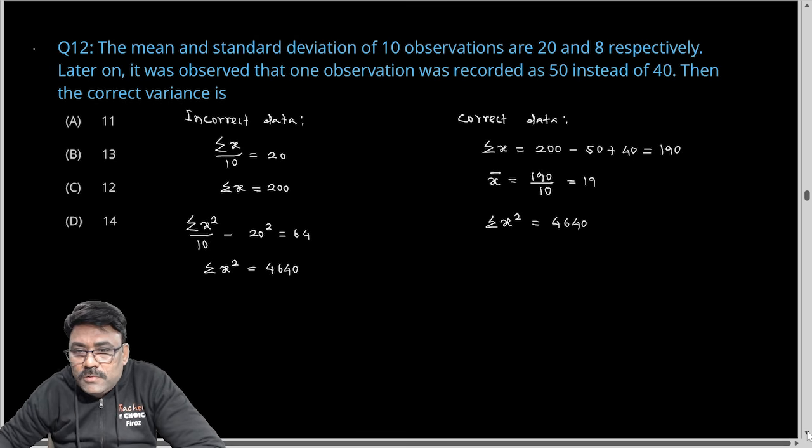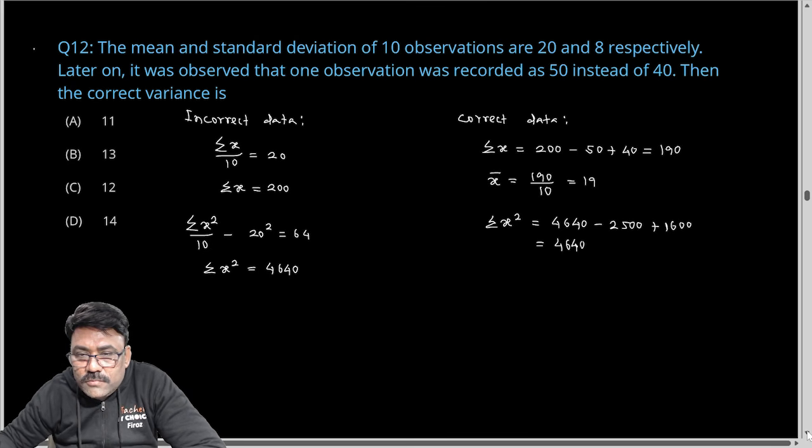But one data point, which is 50, will be eliminated. So 2500 eliminated and 1600 added. 2500 eliminated, 1600 added. So this is 4640 minus 900. So it is 3640, 3740.